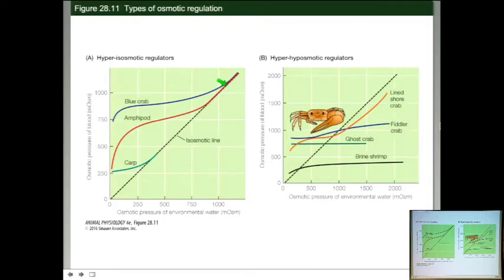Here is another example, the amphipod, and they have the same feature where they are a regulator until they get to a higher value in the water and then become a conformer. And the carp down here is a regulator only in brackish type water that's below 300 milliosmoles. Above that, they are isosmotic. So this is the hyperosmotic or hyper-isosmotic regulators. Their blood stays hyperosmotic until the pressure gets high, and then it becomes isosmotic.